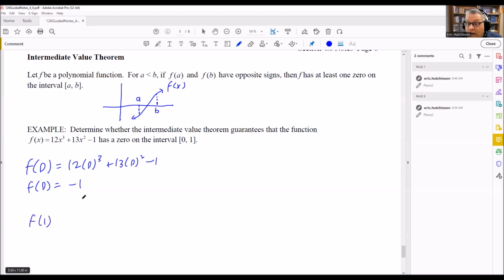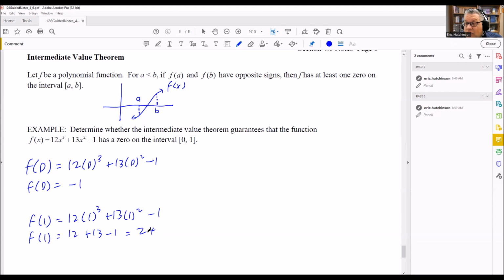Well, let's also try f of 1. Okay, so we have 1 cubed, plus 13 times 1 squared, minus 1. So this is going to give us 1 plus 13, and then minus 1. Okay, well, this is 25 minus 1... that equals 24. So notice that we've got f of 0 is negative 1, and this is positive 24.